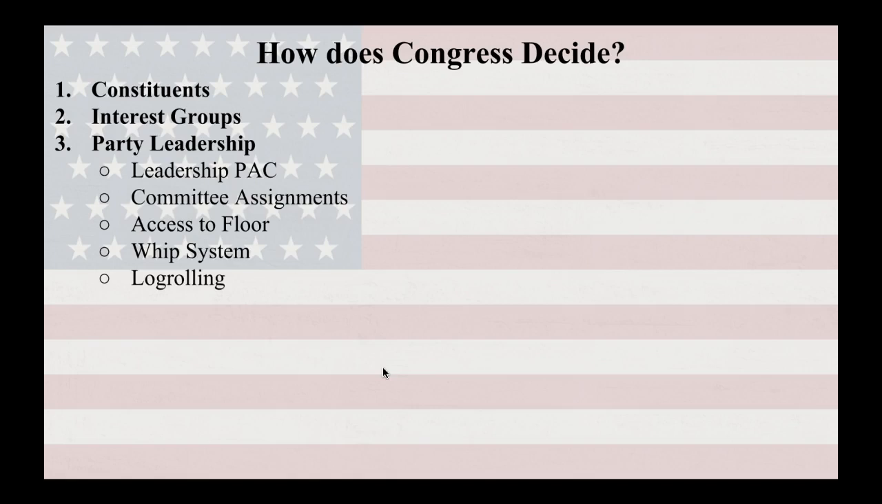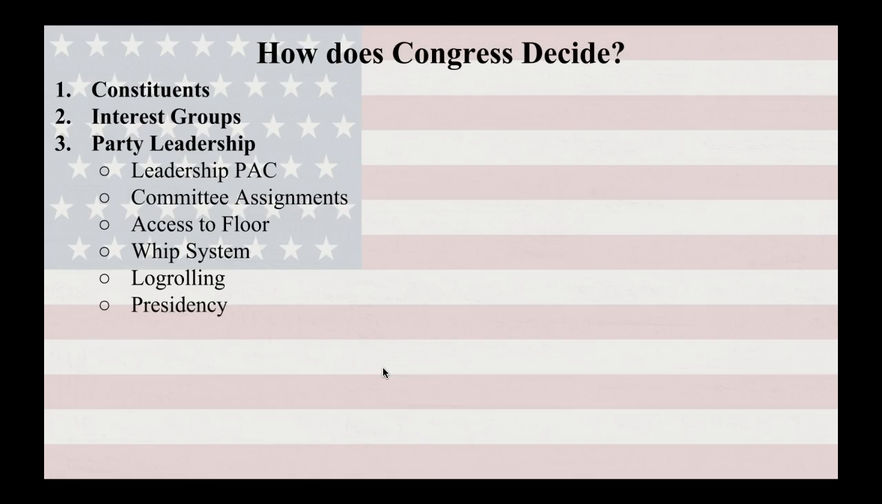There's this idea of log rolling, and this is defined as agreements made between legislators in exchange for support of another bill later. So essentially, I'll scratch your back if you scratch mine. I'll support Bill X if you'll support Bill Y. And so this can play a huge role in what you decide you will vote on and support.